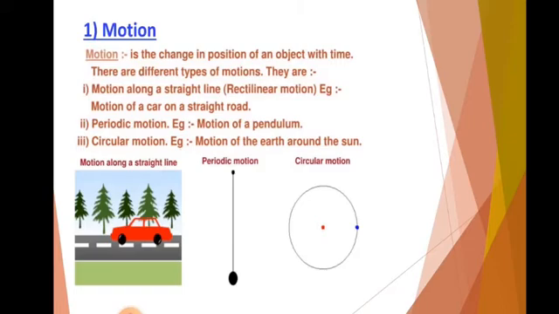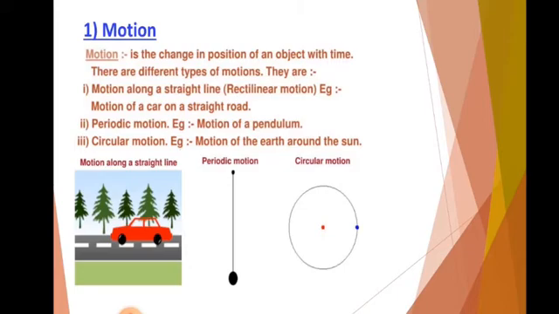So let us first understand what is motion. Motion is the change in position of an object with time. There are two different types of motions that we will study in this chapter. That is rectilinear motion, where motion happens along a straight line. You might have seen it when a car moves in a straight line.